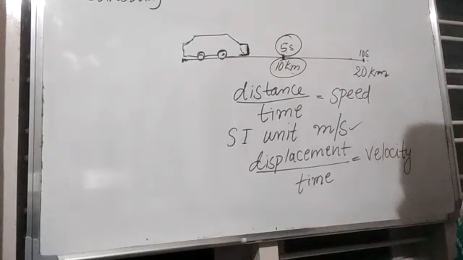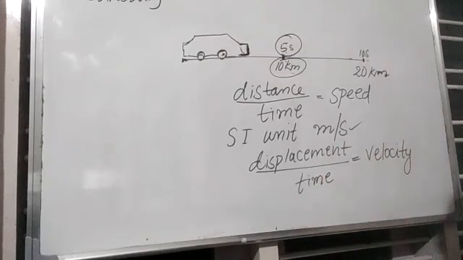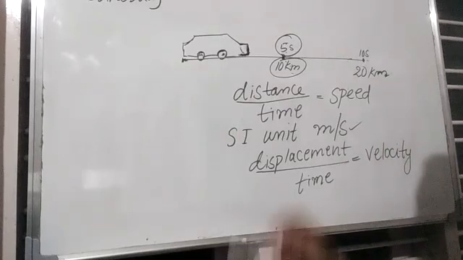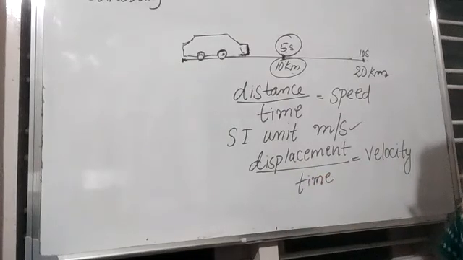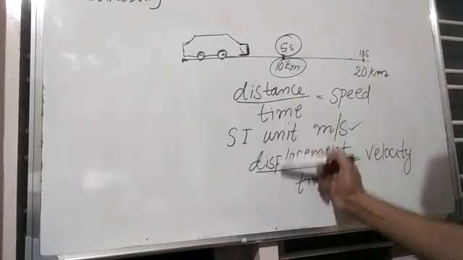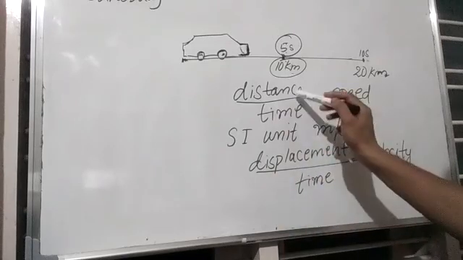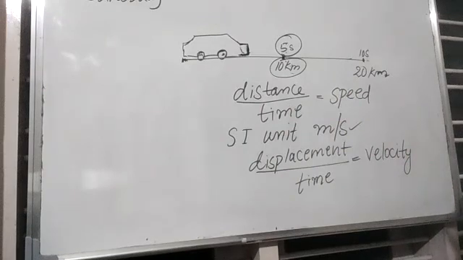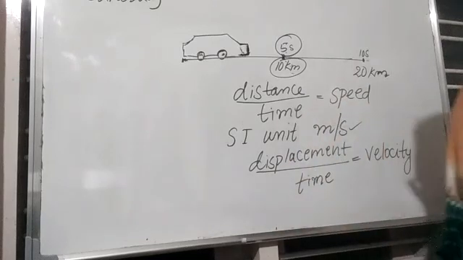So today, my children, you understood what speed and velocity are. Two terms you learned now, speed and velocity. For today, this much only, and we will continue in the next class. You try to identify the difference between speed and velocity by considering distance and displacement, and we will continue in the next session.